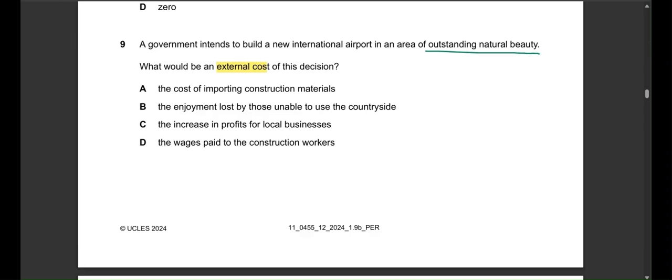So let's see the options. The cost of importing construction material. No, this would actually be a private cost.